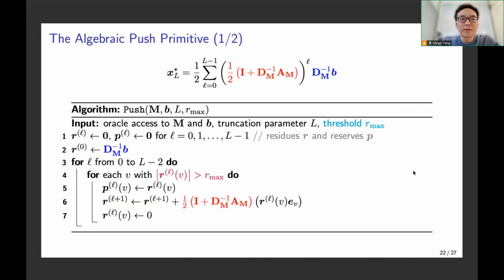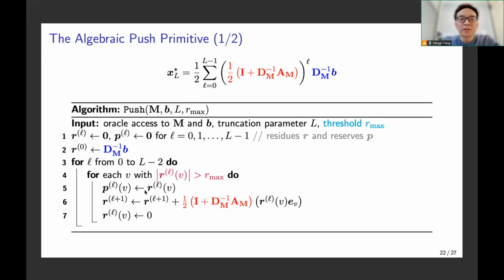Motivated by this, we can formulate an algebraic push primitive for RDD or CDD systems. We maintain different levels of residue and reserve vectors, and we initialize the residue at the zeroth level to D inverse B. And as long as there is some residue whose absolute value is larger than a given threshold Rmax, we perform a push operation as follows.